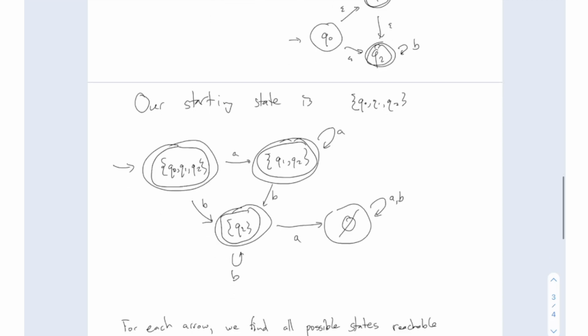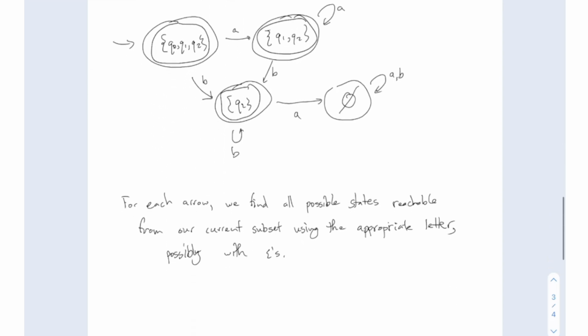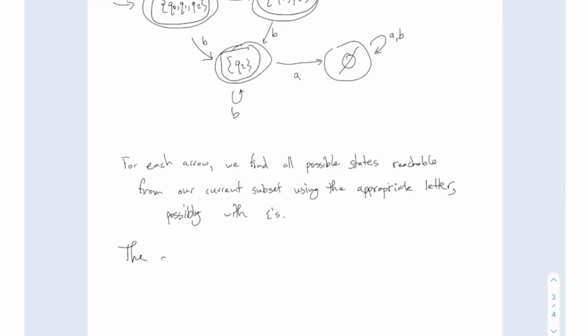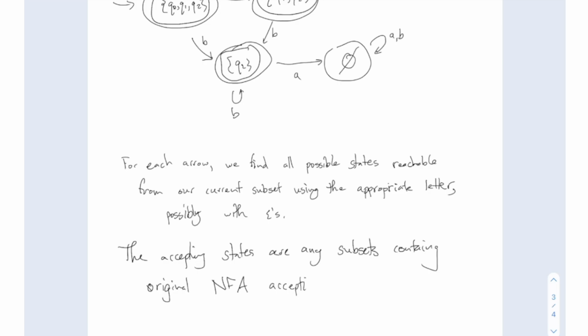So I'm just going to write in words what I just said. How to find the accepting states? The accepting states are any subsets containing original NFA accepting states. In that example, they were Q1 and Q2.